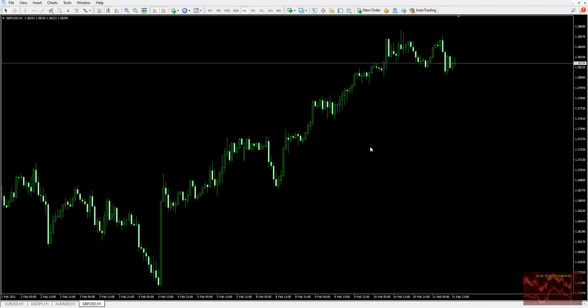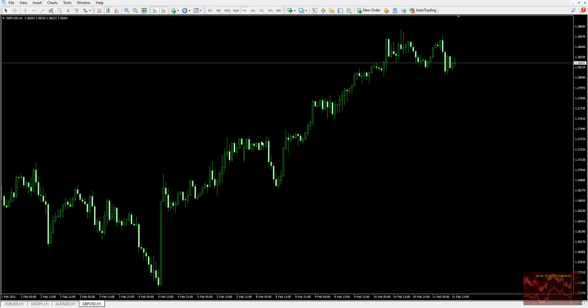Okay, so this is a very simple strategy using no indicators whatsoever. However, we will be using support and resistance and how to find these areas.